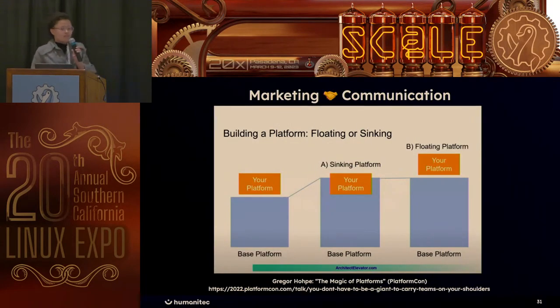Marketing is also about communication. It's not just about saying what your platform is going to be good for. It's also about setting expectations. Gregor Hoppe has one example of this about a floating versus a sinking platform.